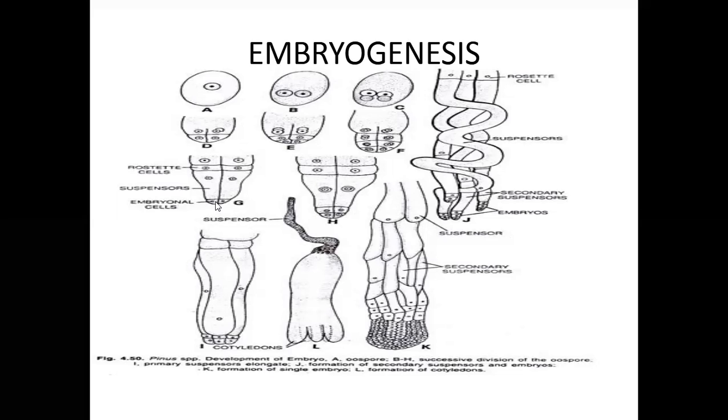During the development of embryogenesis, the Rosette cells and open tier cells supply food material to the suspensors as well as to the embryonal cells. During the development, the suspensor cells enlarge in size and participate in transfer division to form secondary suspensor cells.